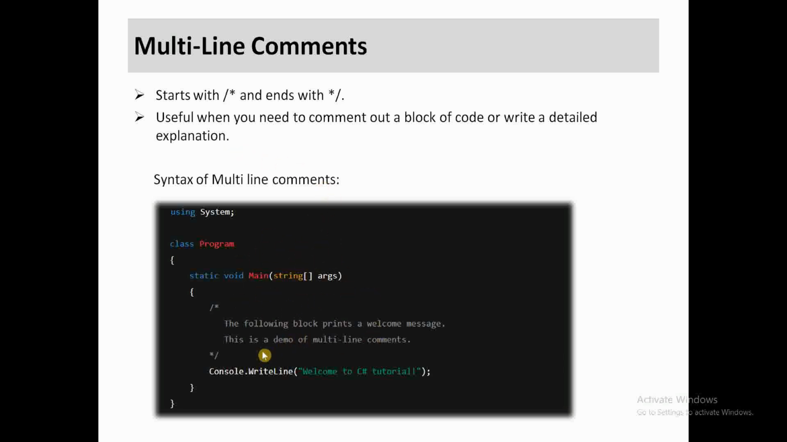If we want to create a detailed explanation in 2 or 3 lines or in 5 lines, we can do that with multi-line comments. Its syntax is forward slash, asterisk sign, and then the text which we want to comment, and at the end we have to put an asterisk sign and then a forward slash. This is a great explanation of what this Console.WriteLine is doing: the following block prints a welcome message. This is a demo of multi-line comments. So this is a good example of multi-line comments. We can use this one also.